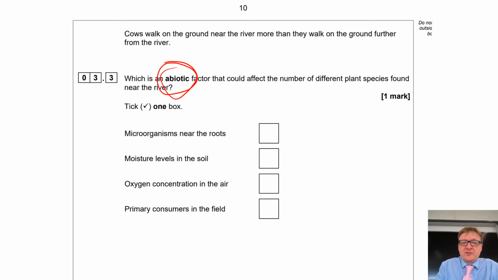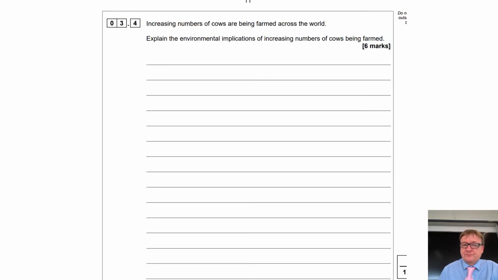Okay, microorganisms near the roots. No idea what that's talking about. Moisture levels in the soil. Yeah, that could affect it. That's abiotic, right? And it could affect the different plant species found near the river. Oxygen, unlikely. Primary consumers in the field, again, unlikely.